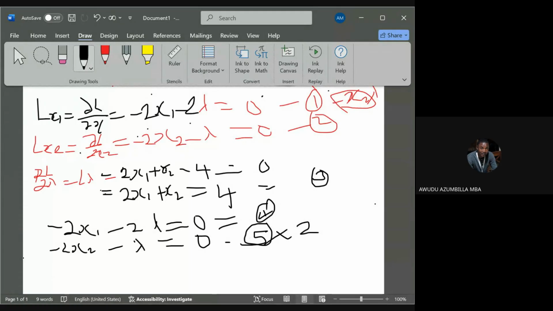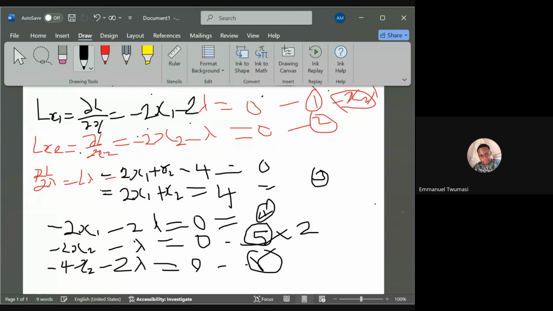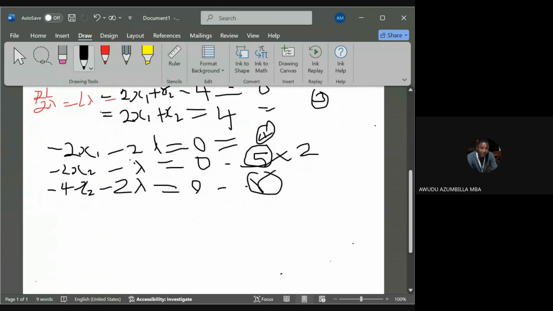If you multiply equation 5 by 2, we are going to get minus 4x2, and then 2 by minus lambda gives minus 2 lambda, and it's equal to 0. So let's call this one equation 6. I'm using the elimination method, I just want to eliminate lambda. Now I'm going to add equation 6 to equation 4, because that is where we have 2 lambda and minus 2 lambda.